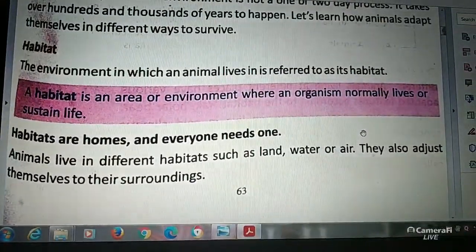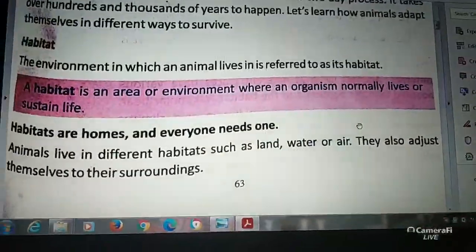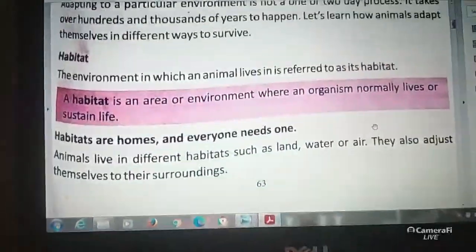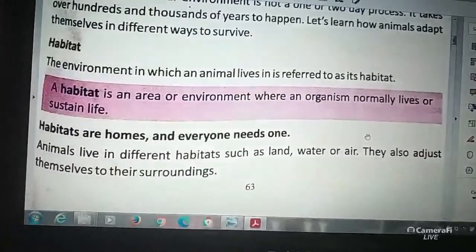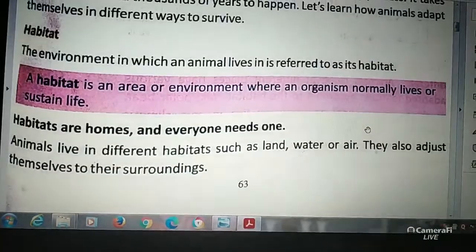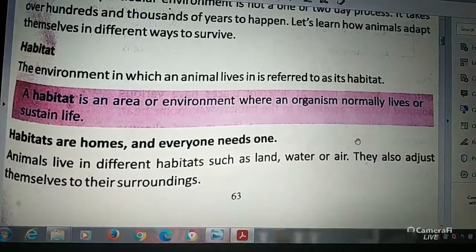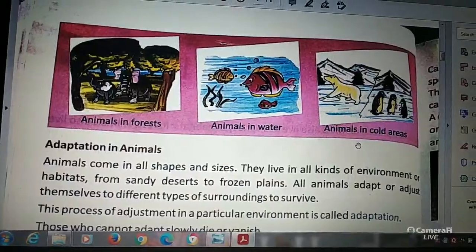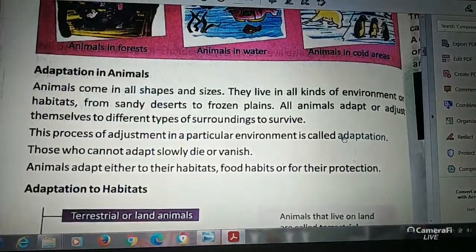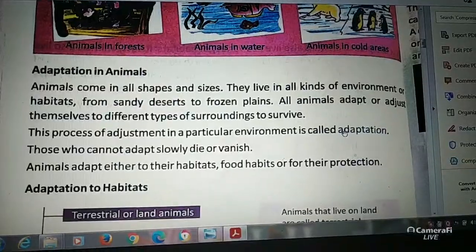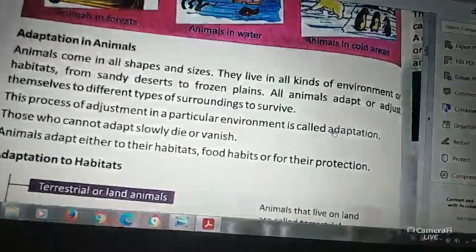Habitats are home, and everyone needs one. Animals live in different habitats such as land, water, or air. They also adjust themselves to their surroundings. Adaptation in animals: animals adapt to their habitat or environment to survive.